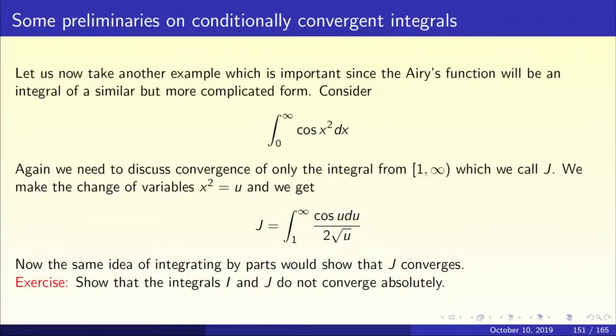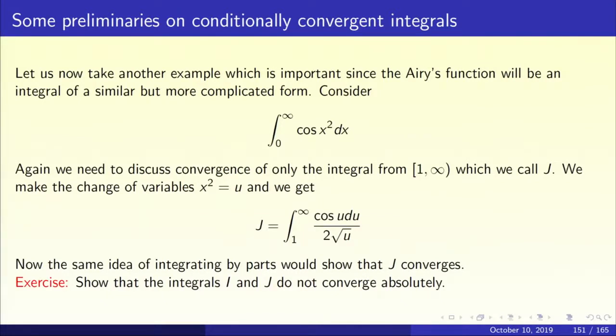We make the change of variables x squared equal to u, or x equal to root u. So dx equals 1 upon 2 root u du. So we get the integral from 1 to infinity of cos u du upon 2 root u. How does one deal with this integral J? We imitate the same idea that we did earlier, integrate by parts. Write cos u as d du of sin u and perform the integration by parts, and the derivative will fall on the 1 upon root u. It will become 1 upon u to the power 3 by 2, which evidently converges absolutely. So this integral will converge.